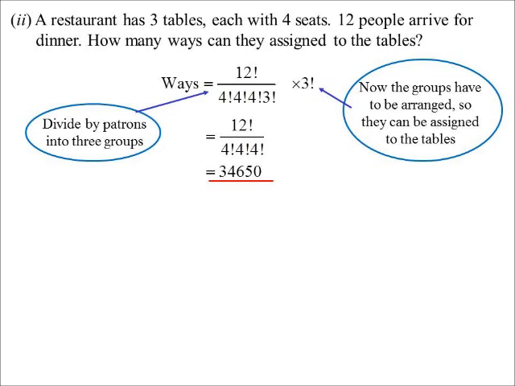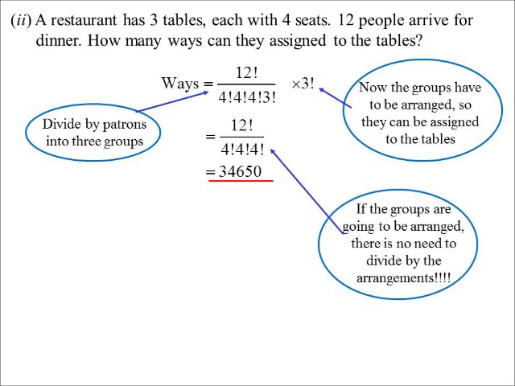So in that case, we don't divide by the 2 factorial, and in our example there, effectively, we don't divide by the 3 factorial. So we have 34,650. Okay?